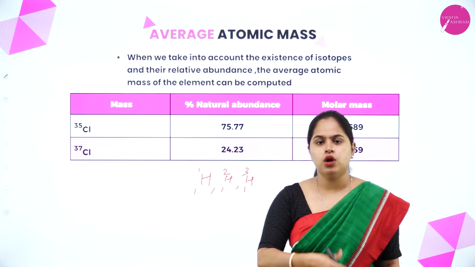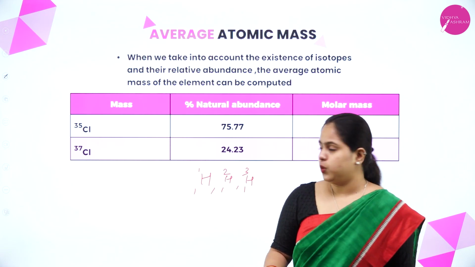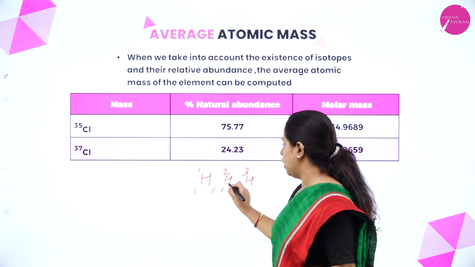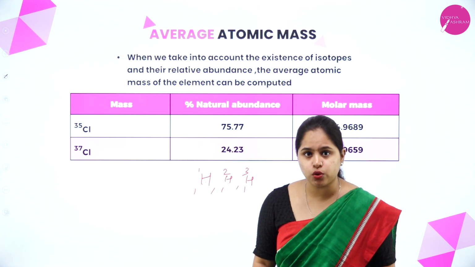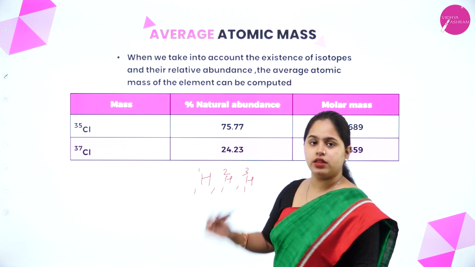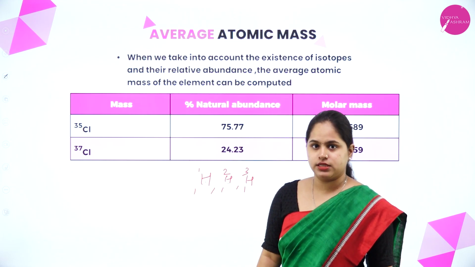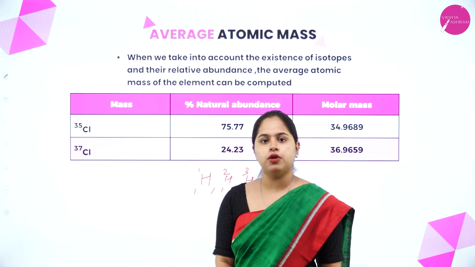Protium, deuterium and tritium. These are the 3 isotopes of hydrogen. So if I ask you, what is the atomic mass of hydrogen? Would you say the atomic mass of this one or this one or this one? In such cases where isotopes are present, you need to find out the average atomic mass. So let us take the example of chlorine.